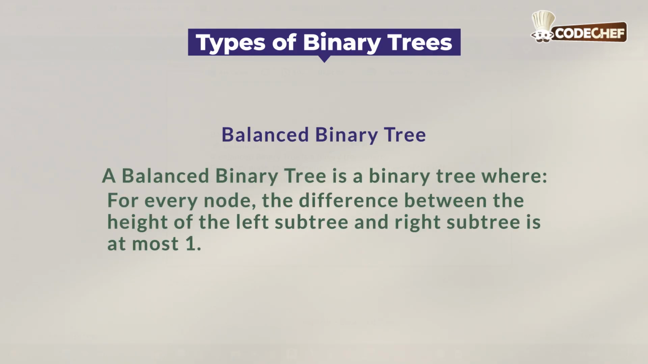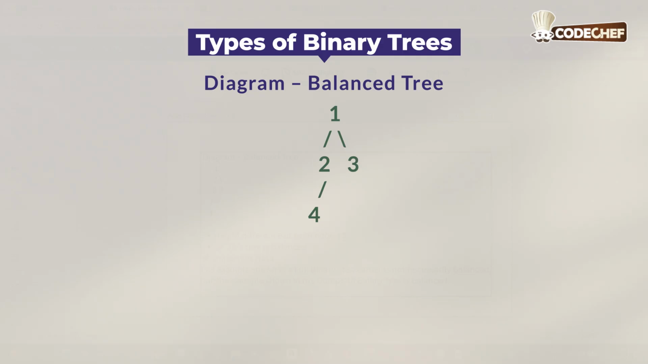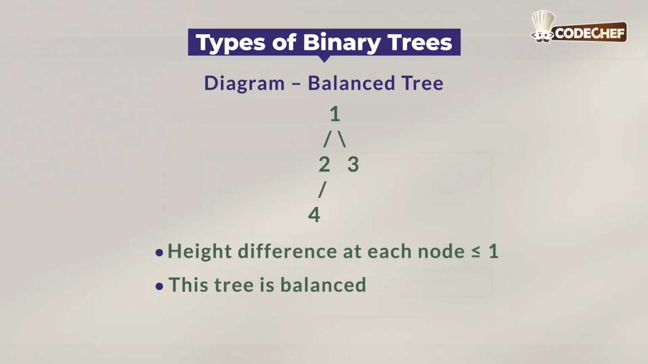Now the balanced binary tree. A balanced binary tree is a binary tree where for every node the difference between the height of the left subtree and the right subtree is at most 1. This is the diagram. So the height difference at each node is at most 1. It is important to remember that the example shown in the full binary tree earlier is not necessarily balanced, but the example shown in the complete binary tree is balanced.